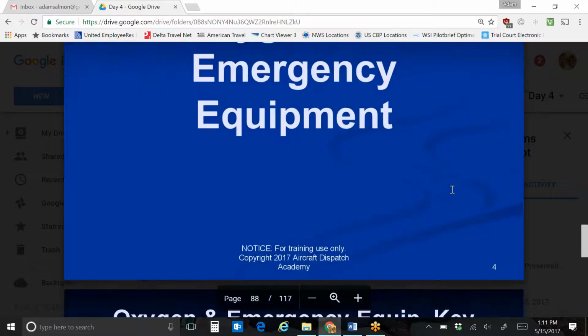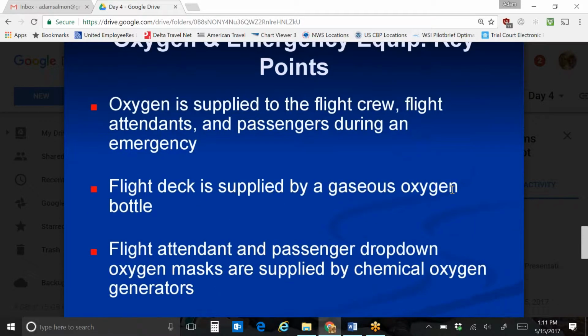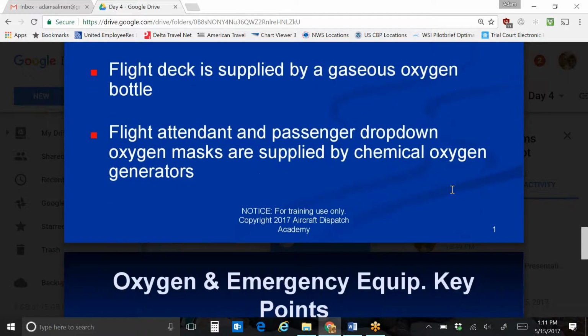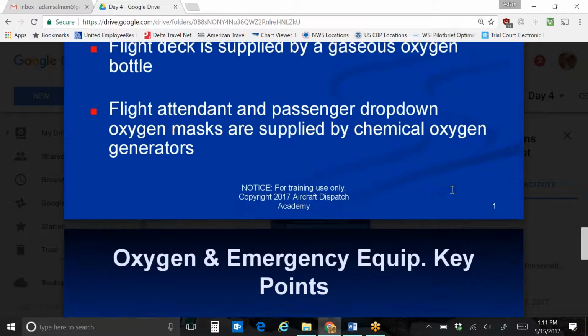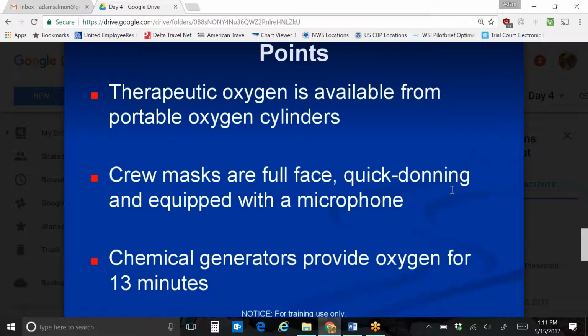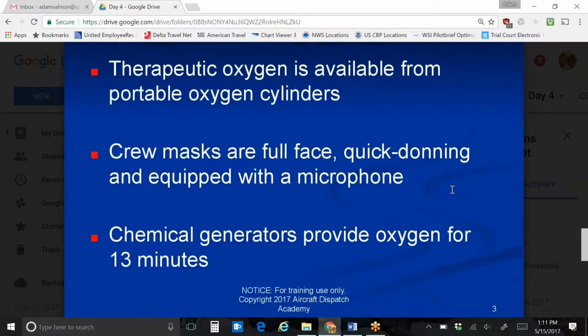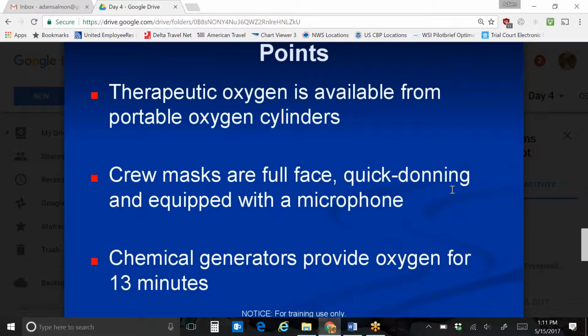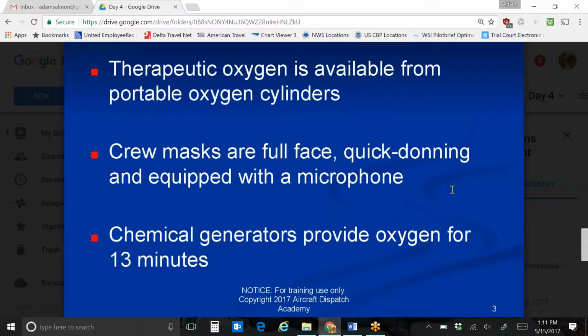Oxygen and emergency equipment. Just review this. There's nothing in here that is going to be too concerning that you need to really know. The only thing in here that you really might want to know is that those oxygen masks that fall down from the ceiling when the aircraft loses pressurization are provided oxygen from a chemical generator, and it provides enough oxygen for approximately 13 minutes.